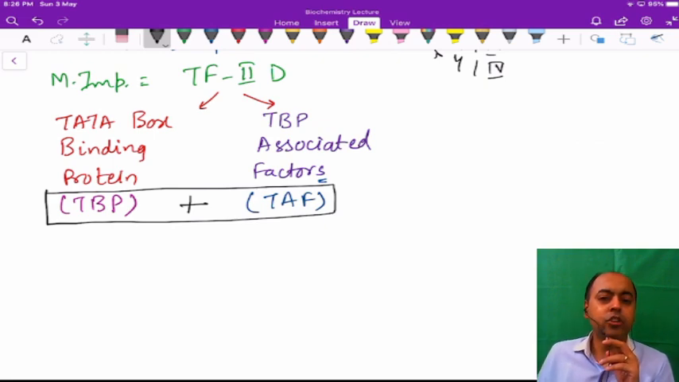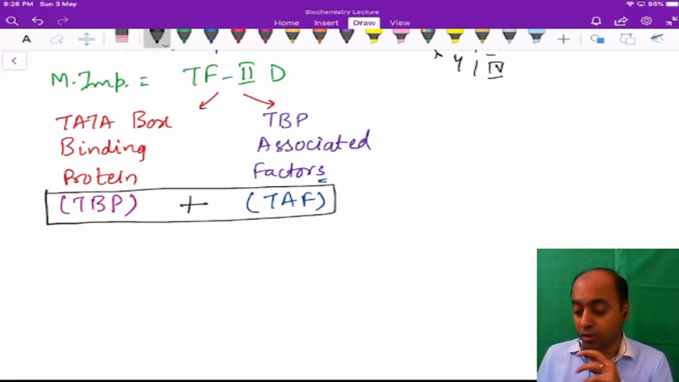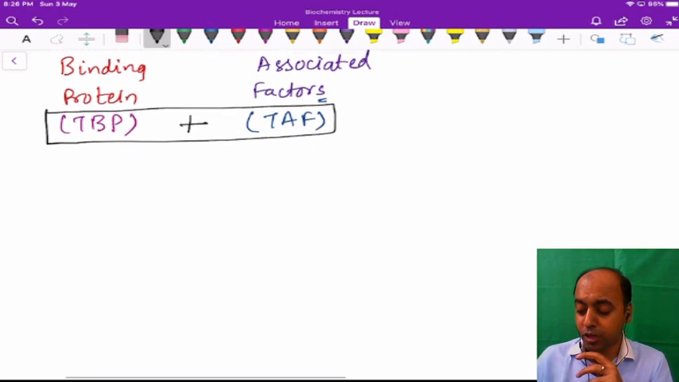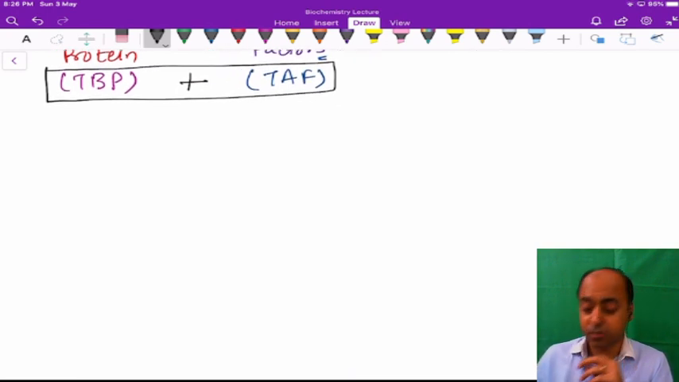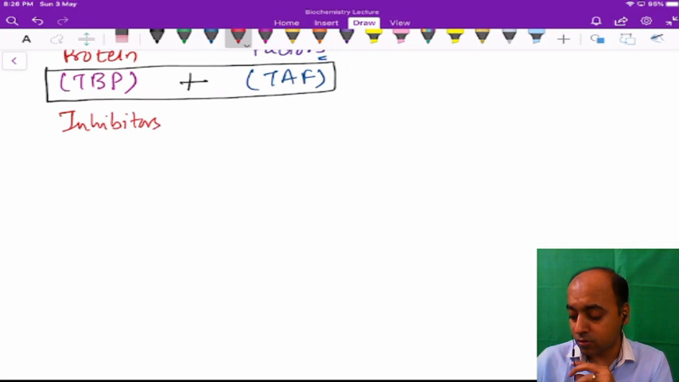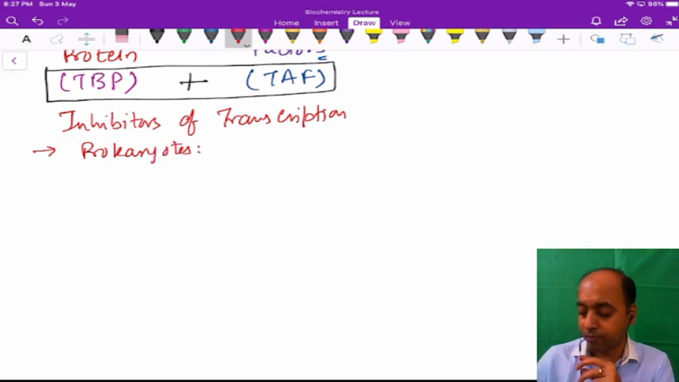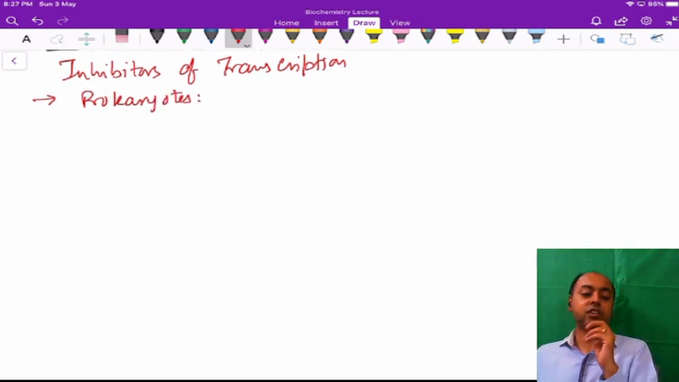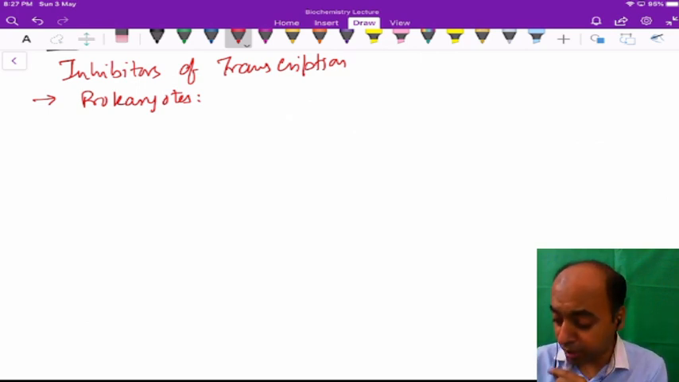However, at this point you need to know certain molecules which are able to inhibit the transcription. Obviously, they will be different for the prokaryotic and the eukaryotic systems. Let us quickly label the inhibitors of transcription. And obviously, we'll first start with prokaryotes.